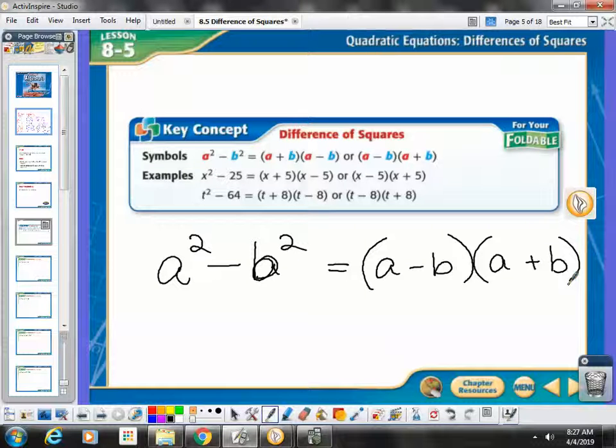So it's going to be a perfect square minus a perfect square. And we're going to factor it like this. To get a and b, I'm just taking the square root of a squared and the square root of b squared. That's how I get a and b. Let's look at a couple of examples.